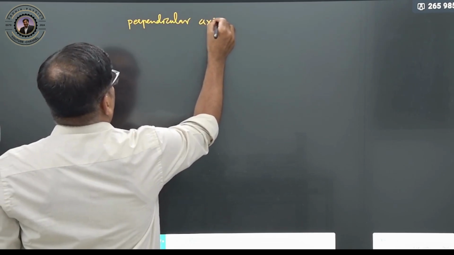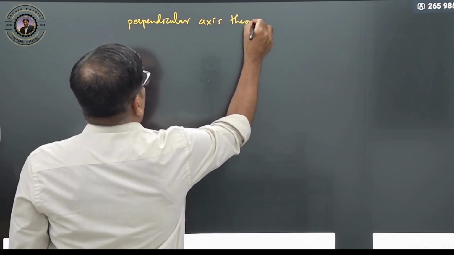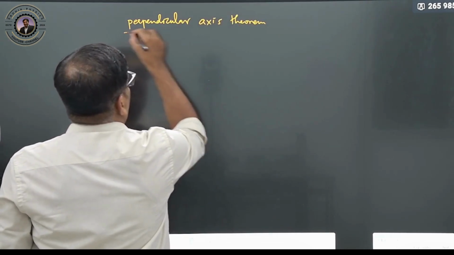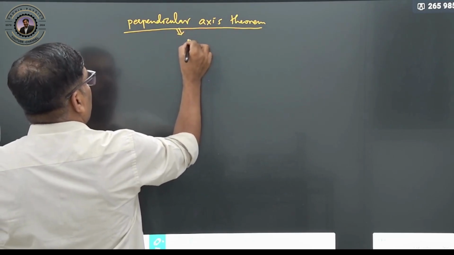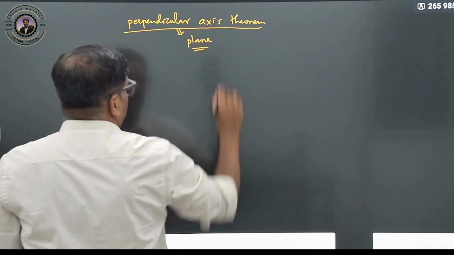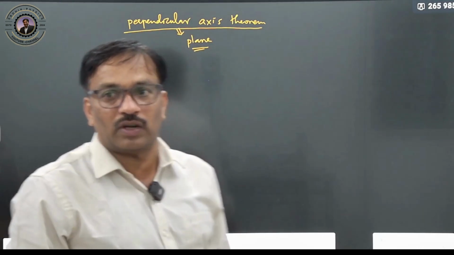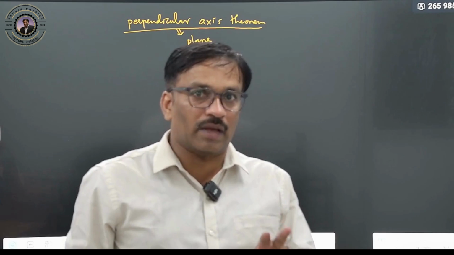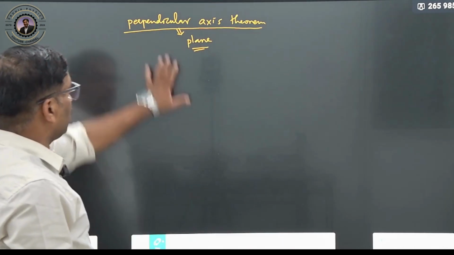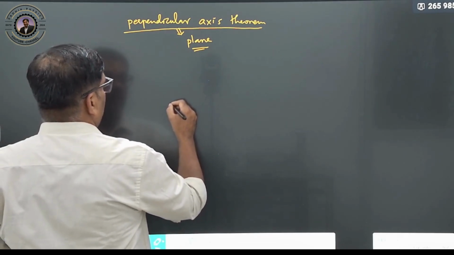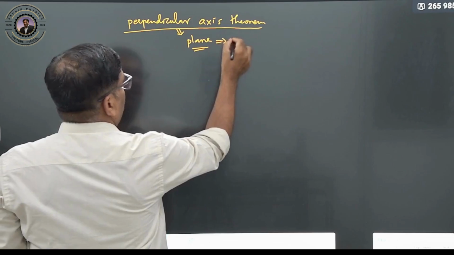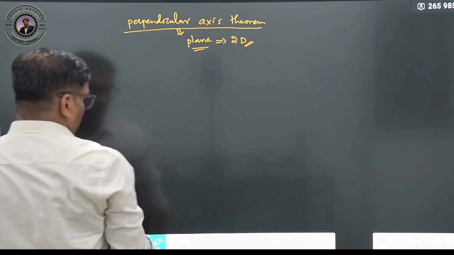Perpendicular axis theorem. So what is the perpendicular axis theorem? This theorem is applicable only for plane objects, planar objects only. It is not applicable for three-dimensional objects and one-dimensional objects. It will be applicable only for plane objects, like two-dimensional objects.